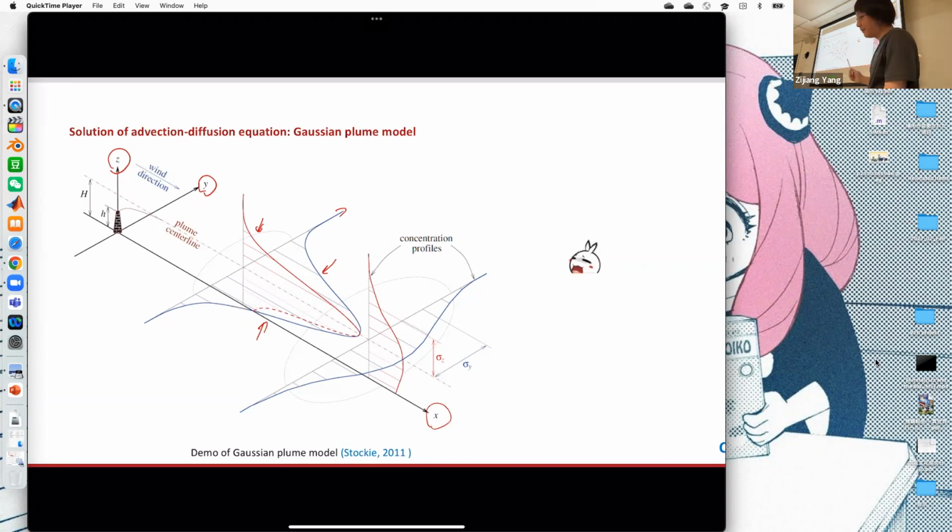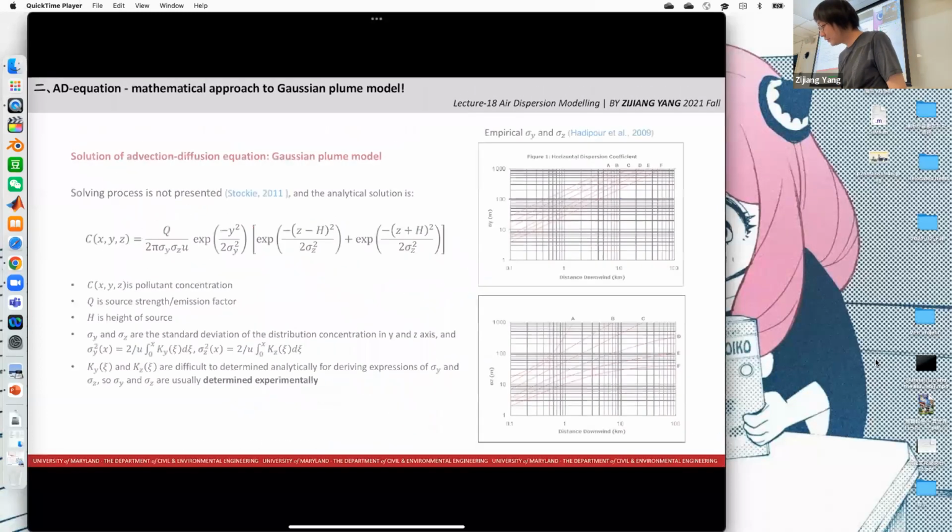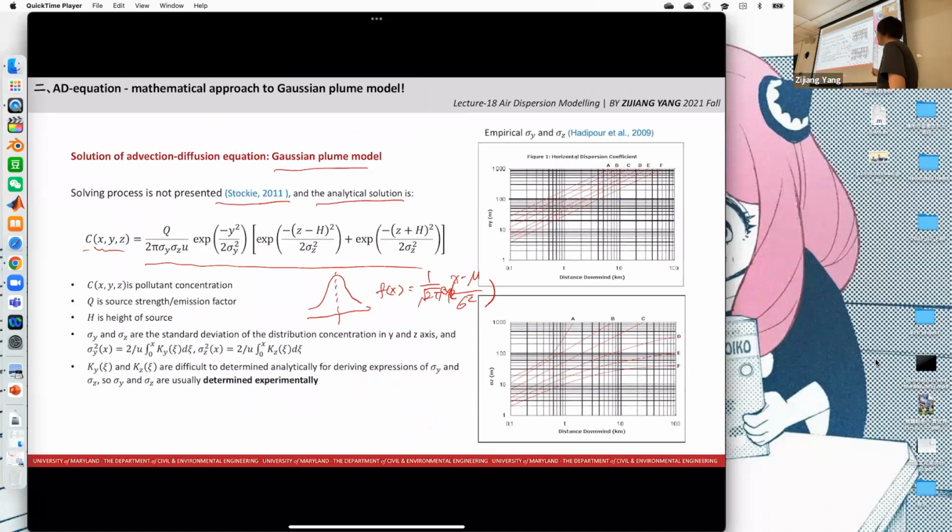And what's the third one? The third one is about the reflection, because they have already assumed that the particles will be fully reflected from the ground. So we have a mirror source here that is under the ground, and it will also generate some plumes here. So the third Gaussian equation reflects the reflection.